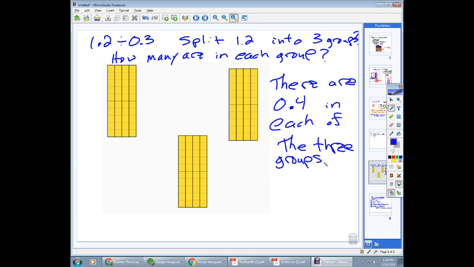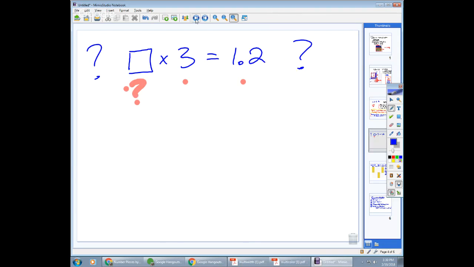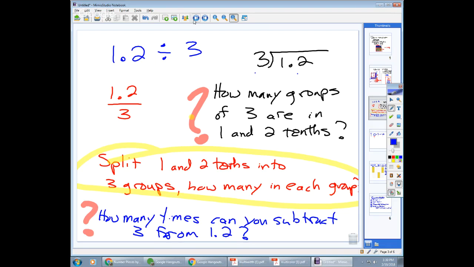So we can model it out. Not too bad. Did you use that same thing for how many groups of 3 are in 1 2/10? Use that same one. How many groups of 3 out of 1 2/10?